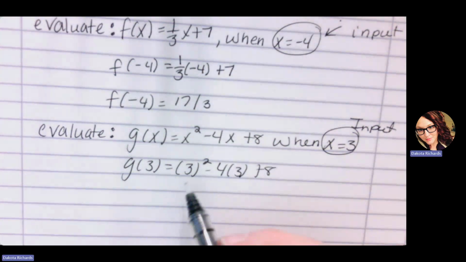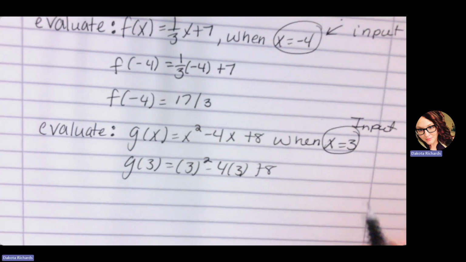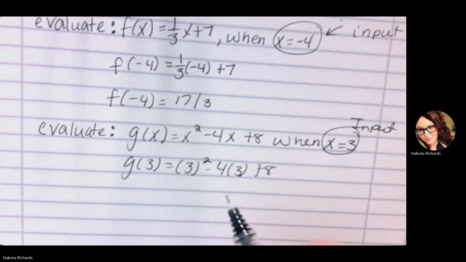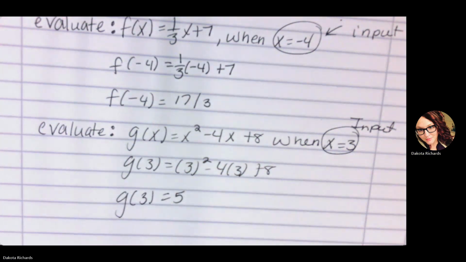So 3 squared is 9. And then -4 times 3 is -12. So that's going to be 9 minus 12 plus 8. You should get 5. I'll give you a minute and make sure you have that written down.